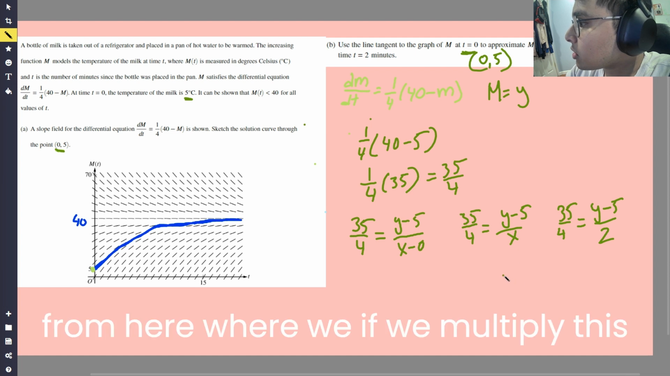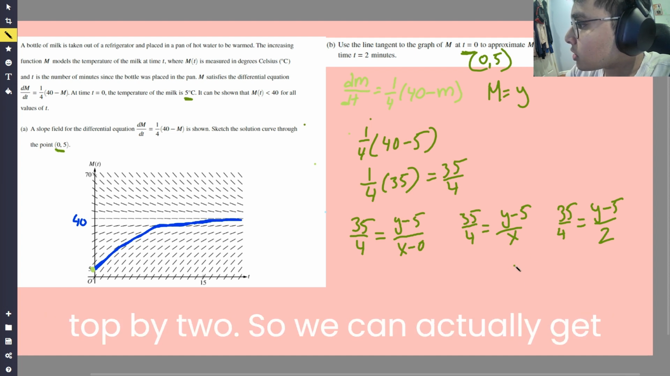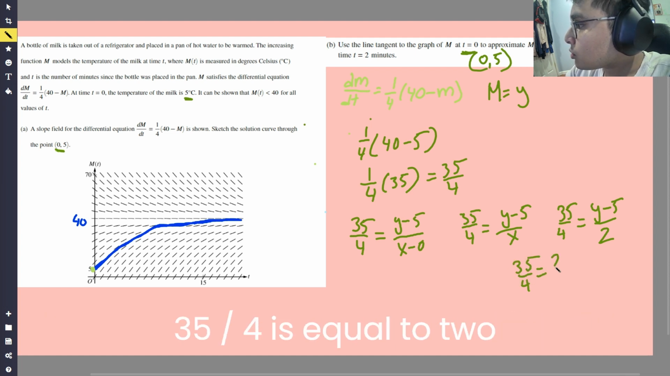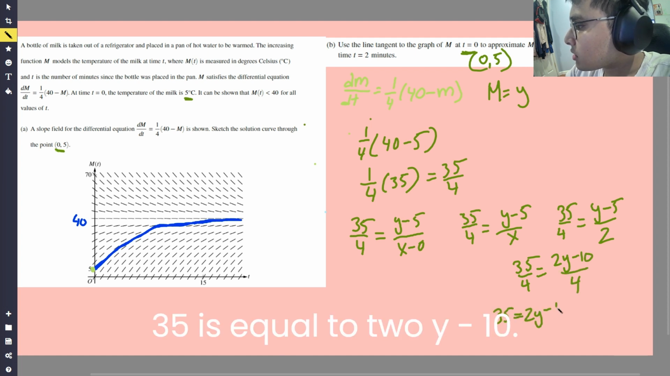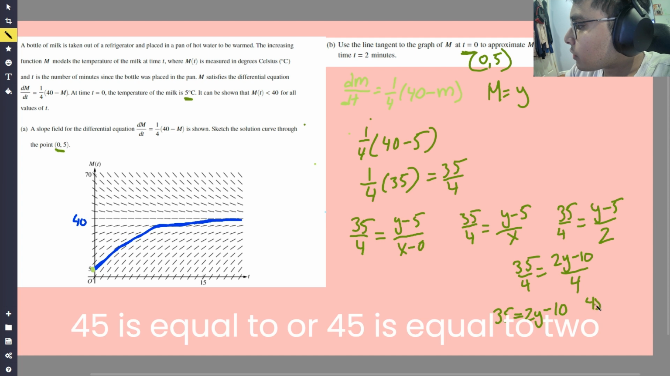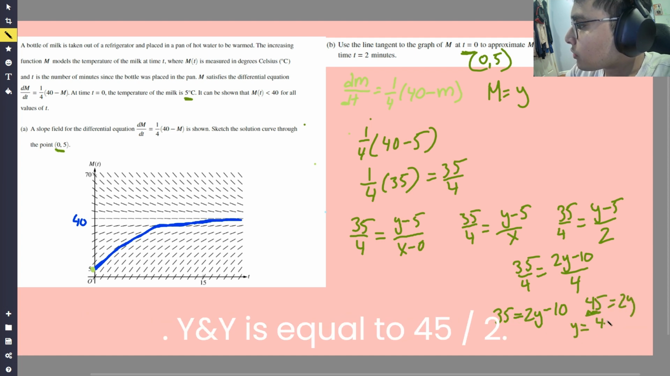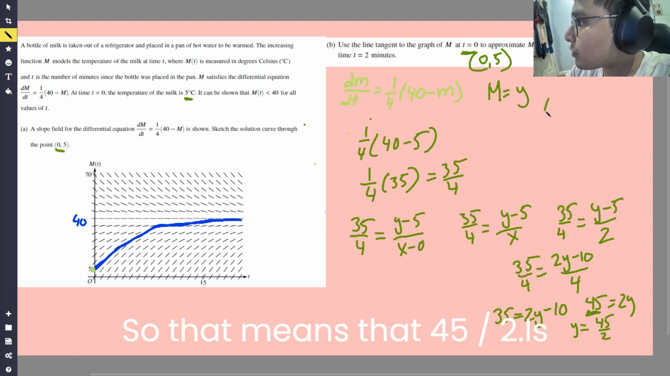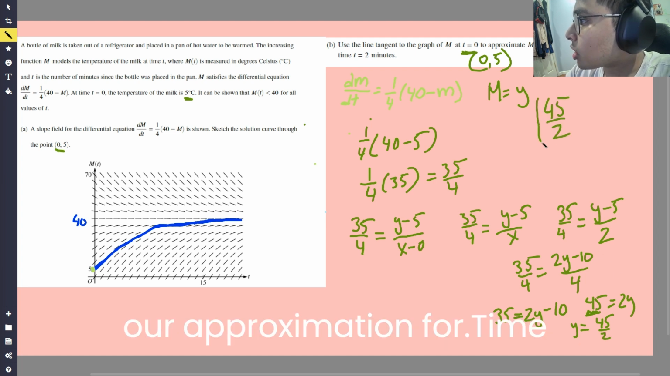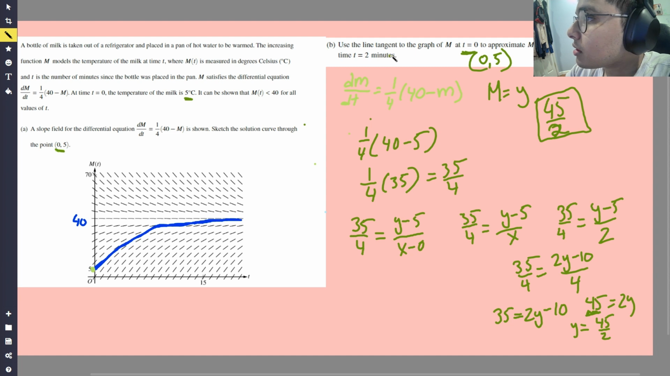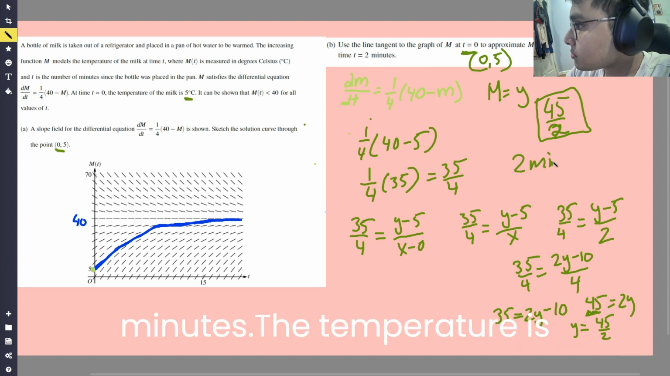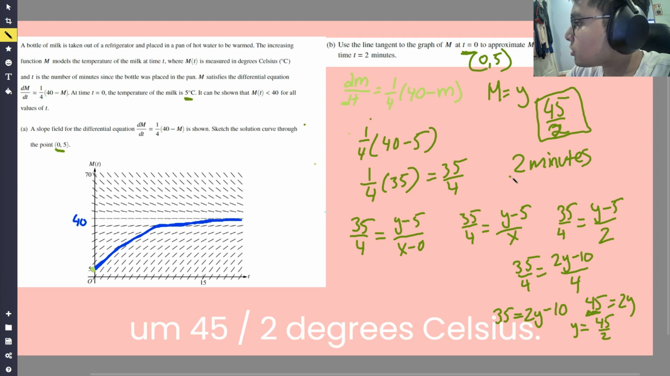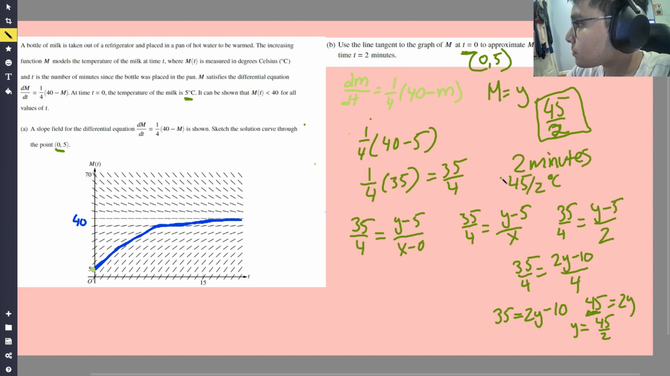And then we can solve from here, where if we multiply the top by 2, we get 35 over 4 is equal to 2y minus 10 over 4. 35 is equal to 2y minus 10. 45 is equal to 2y, and y is equal to 45 over 2. So that means 45 over 2 is our approximation for time t equals 2 minutes. So at 2 minutes, the temperature is 45 over 2 degrees Celsius.